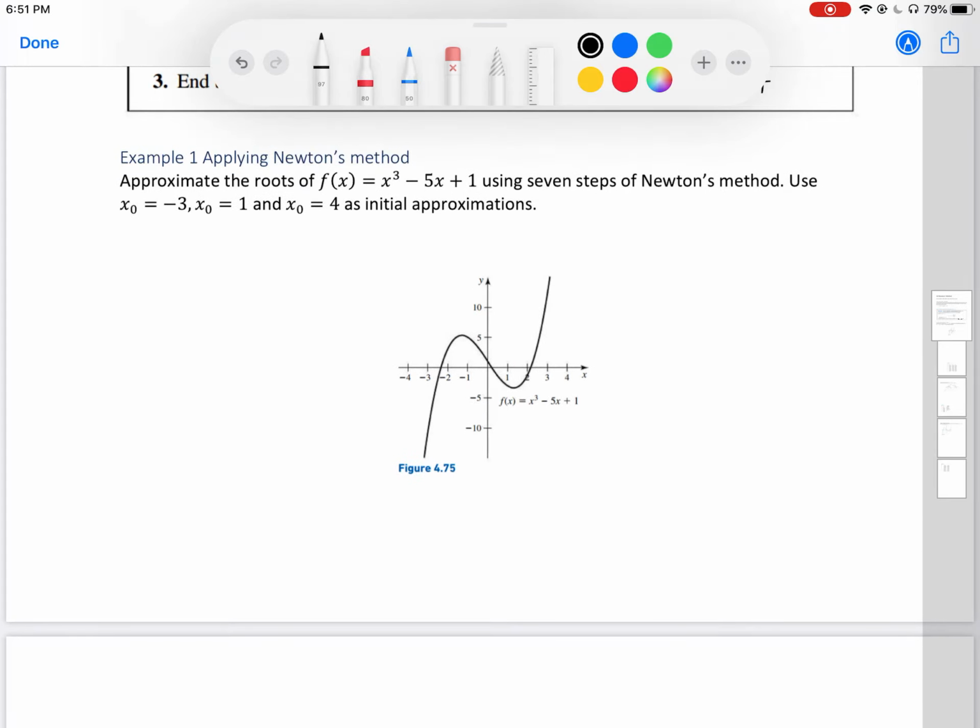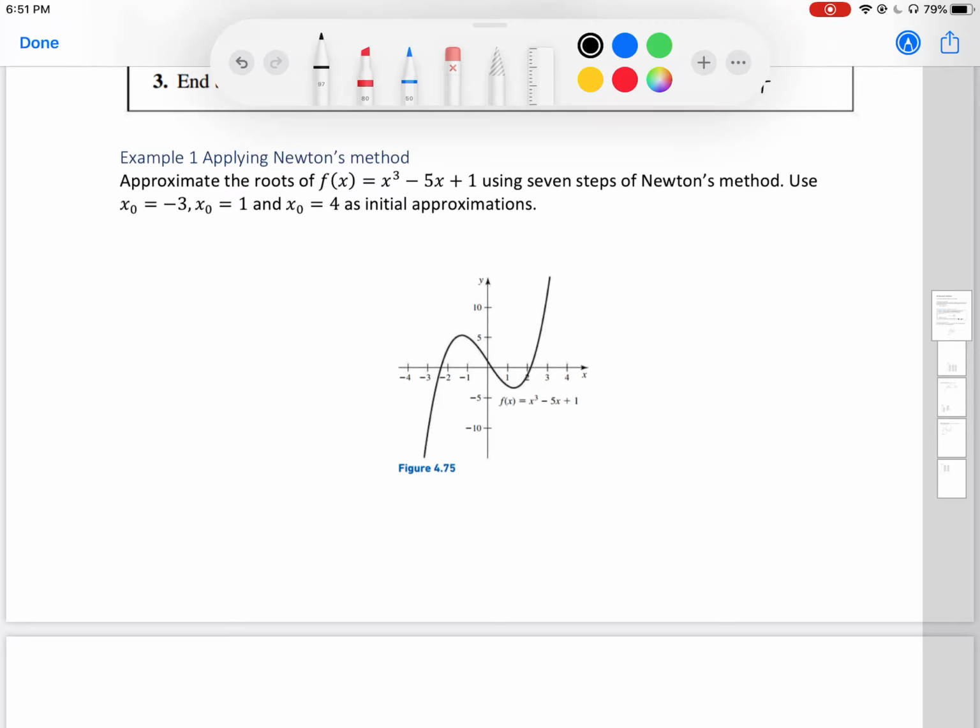Let's do this by an example. Approximate the roots of f of x equals x cubed minus 5x plus 1 using 7 steps of Newton's method. Use x naught equals -3, x naught equals 1, and x naught equals 4 as initial approximations.